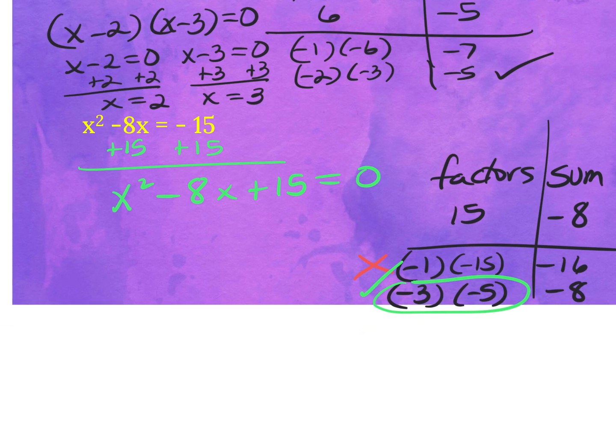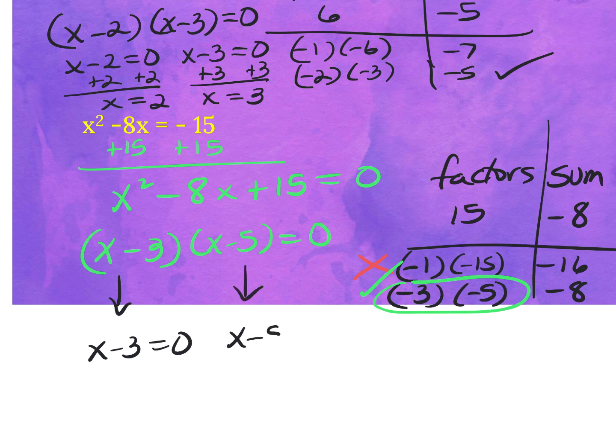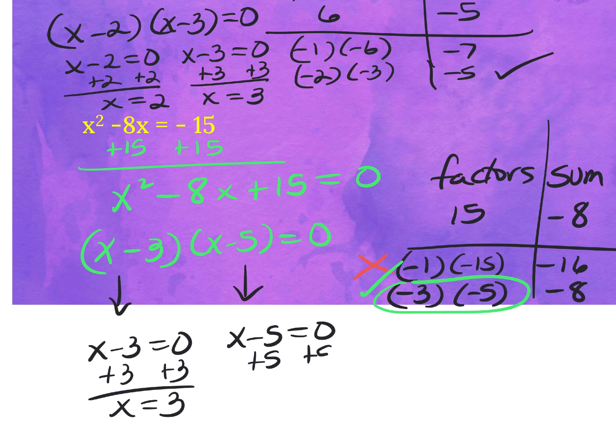So again, I can go right into my binomials. So x minus 3, x minus 5. Now we take each factor, set it equal to 0. Take this one. I need to add 3. X equals positive 3. And x equals positive 5. And there are your two solutions.